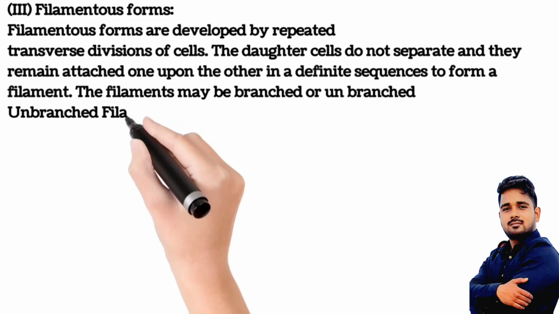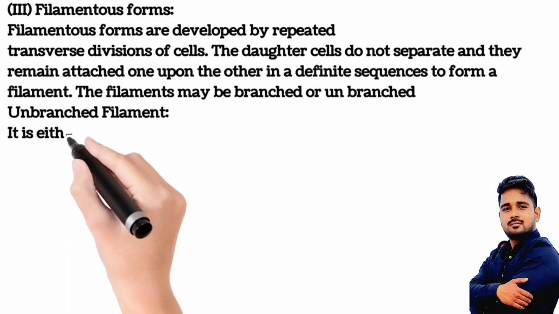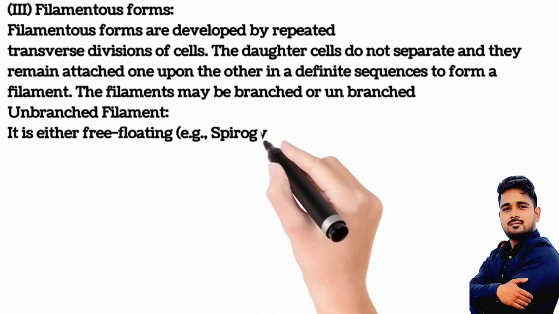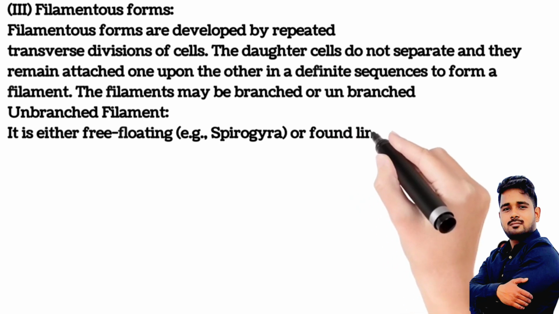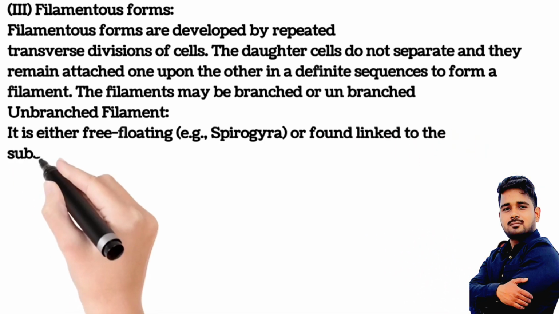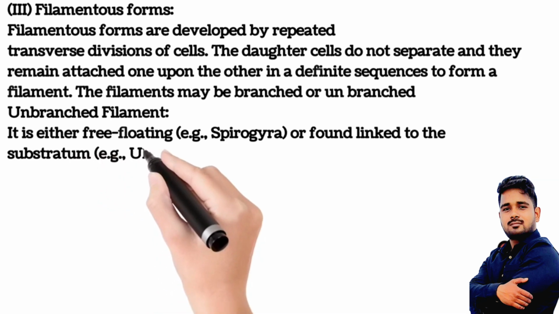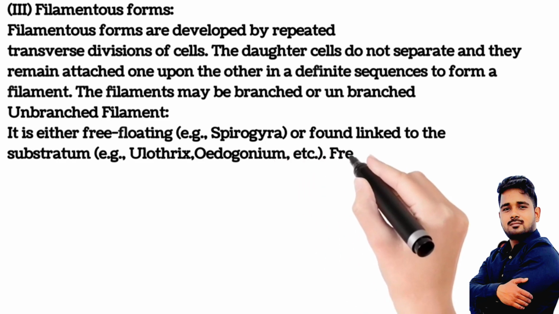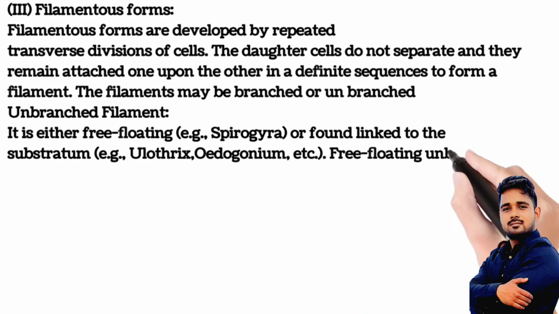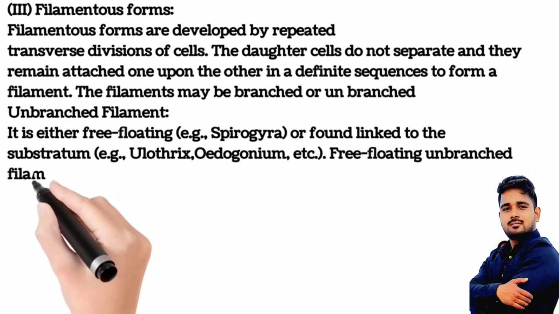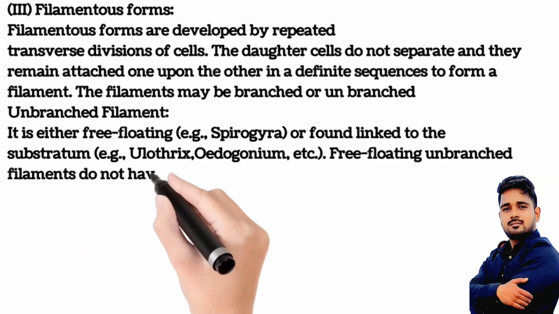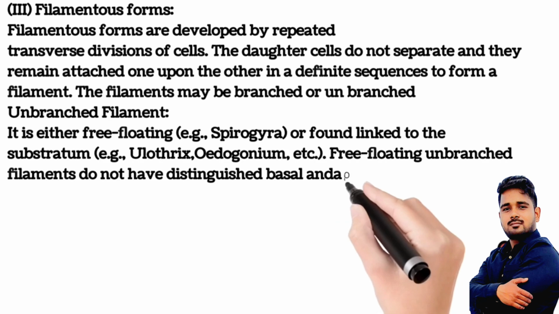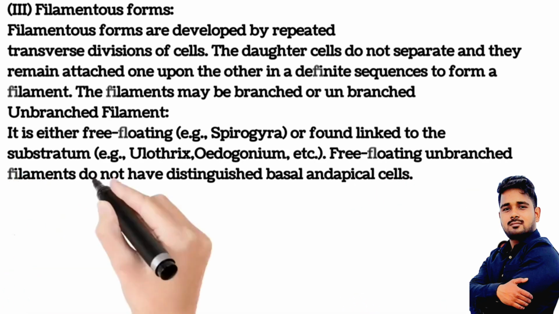Unbranched filament is either free floating, example Spirogyra, or found linked to the substratum, example Ulothrix, Oedogonium, etc. Free floating unbranched filaments do not have distinguished basal and apical cells.